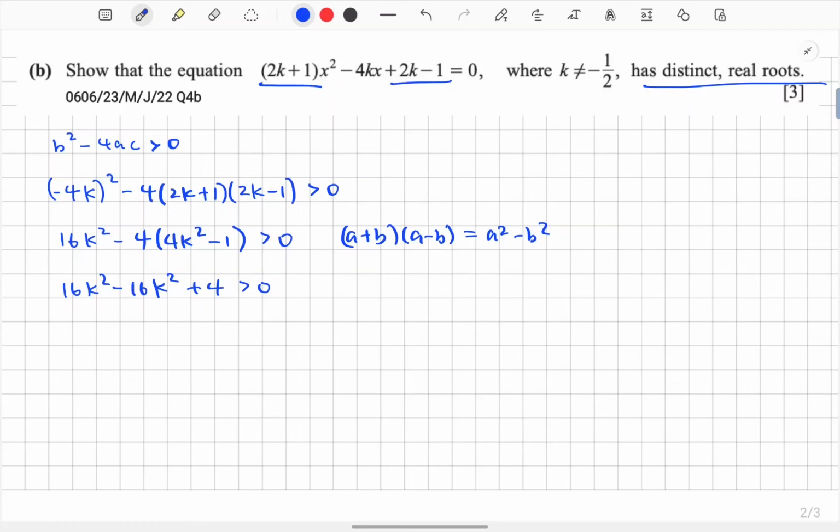And here we see two identical terms. It is 16k squared, but one's positive and one's negative, so we can cancel them. We'll only have 4 greater than 0 remaining, and this proves that we have distinct and real roots because this expression here is true.